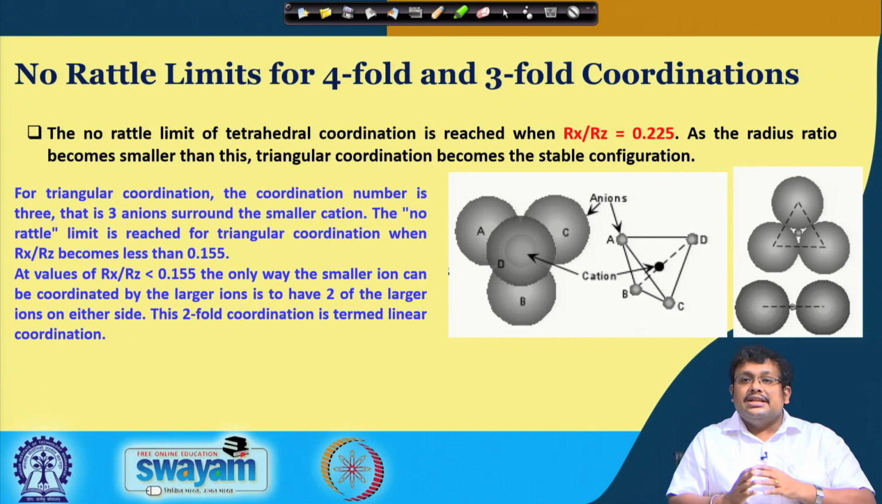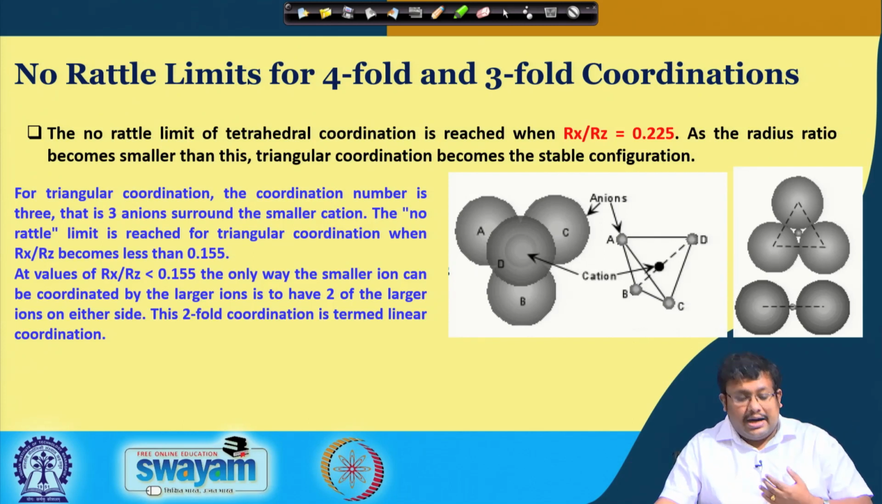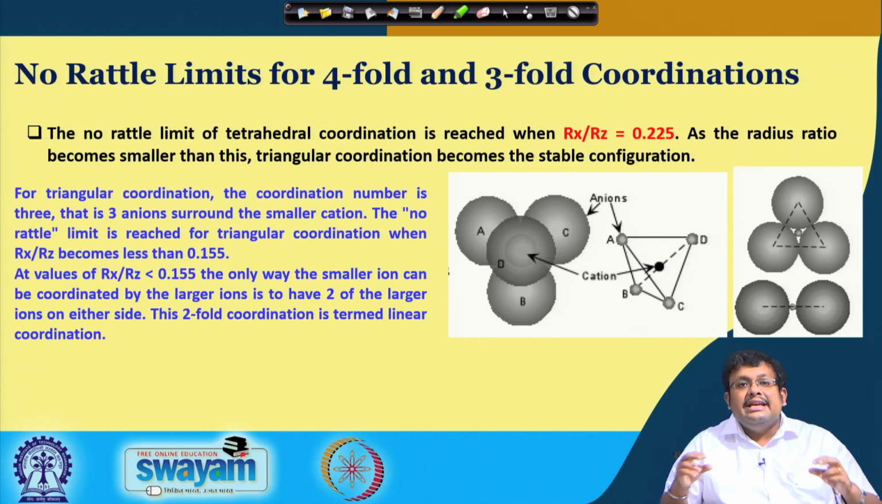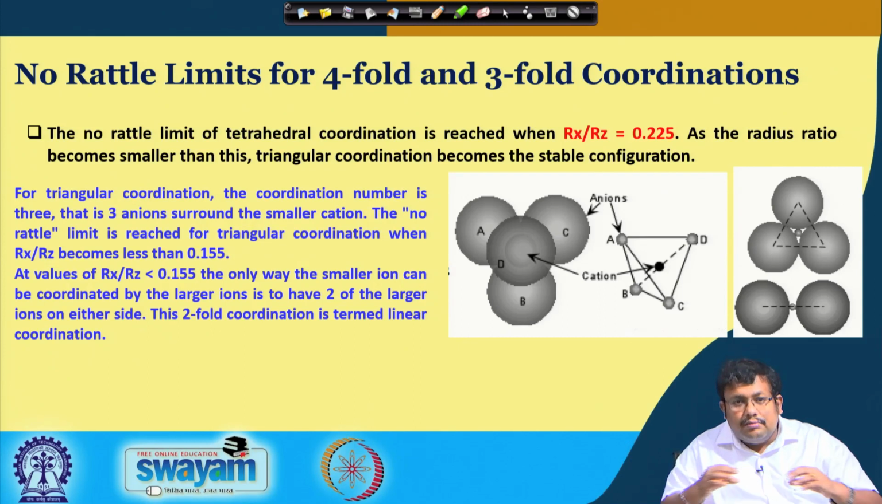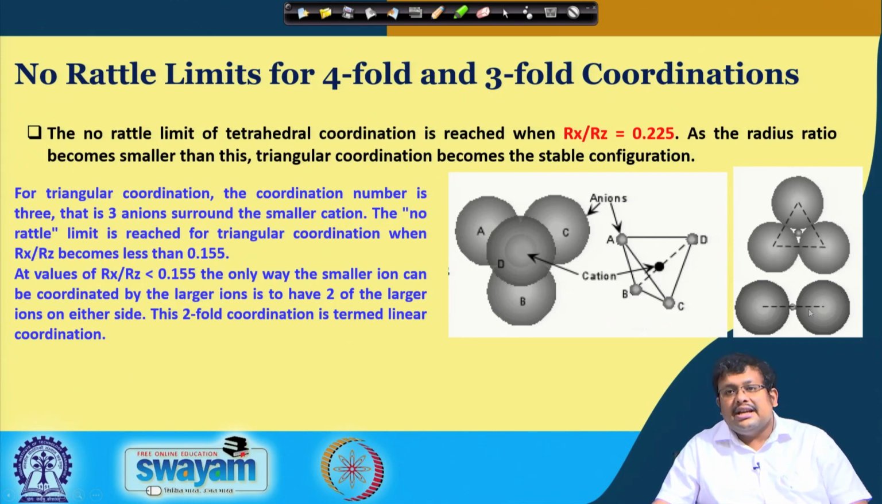If the radius ratio goes below 0.155, then the only way the smaller ion can be coordinated is with a linear kind of combination. What do we mean by a linear combination? That means 2 of the larger anions will be on the 2 sides of the cation. So, this is called the 2-fold coordination, also known as the linear coordination.